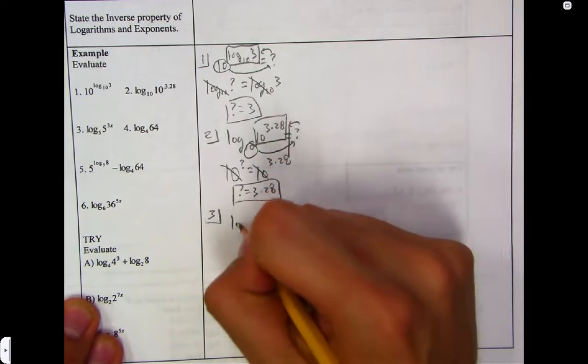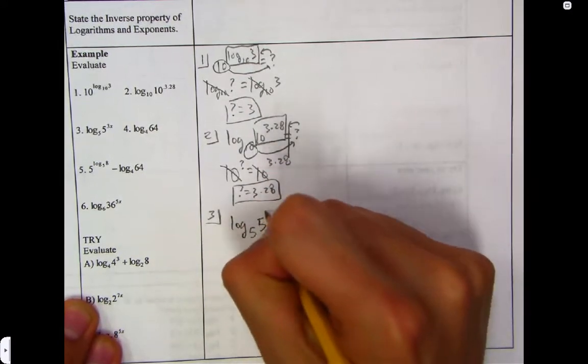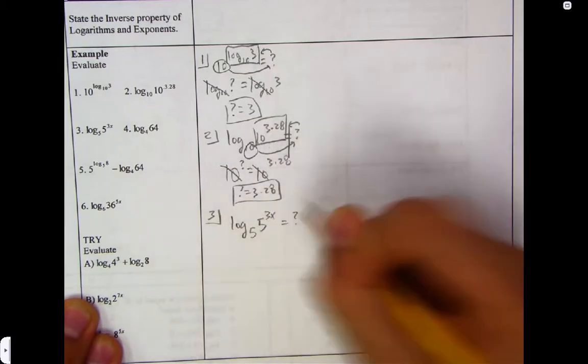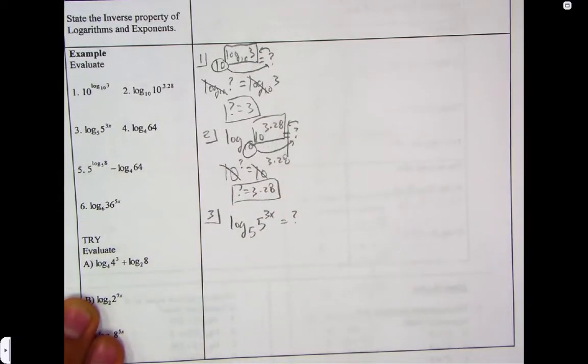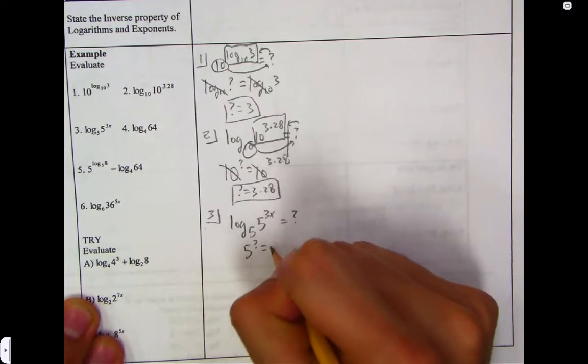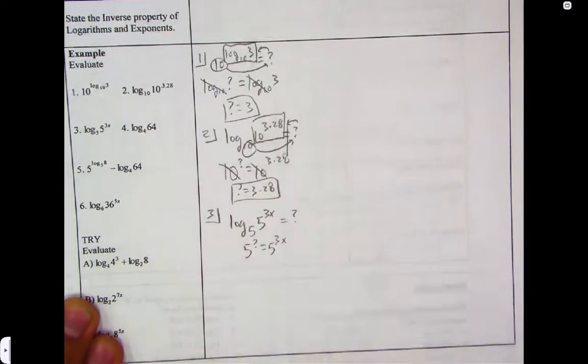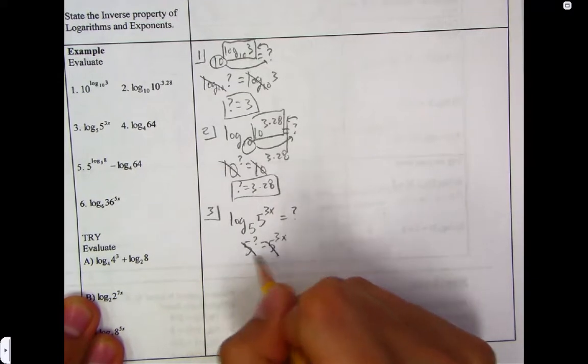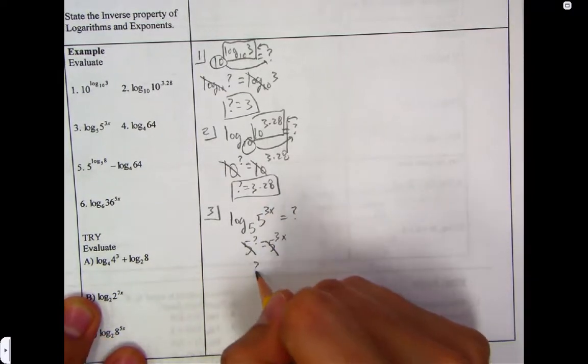Question number 3, log base 5 of 5 to 3x equal to something. Now it's in log form, so I'm going to put it in exponential form. 5 to the question mark equal to 5 to 3x. The 5's cancel out, one-to-one property of exponents. Question mark has to equal 3x.